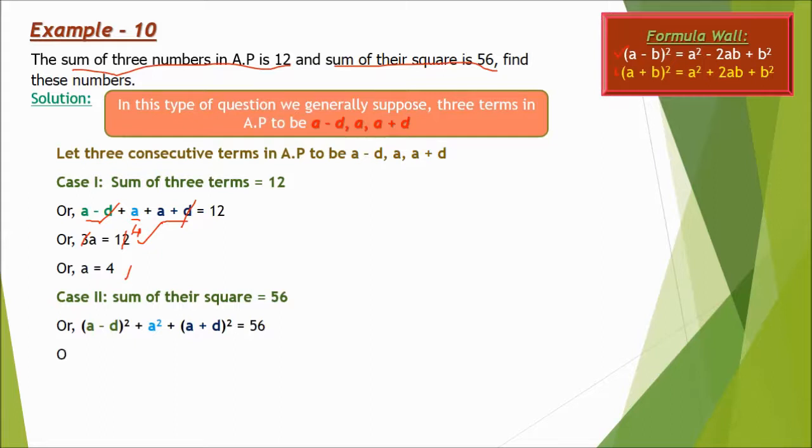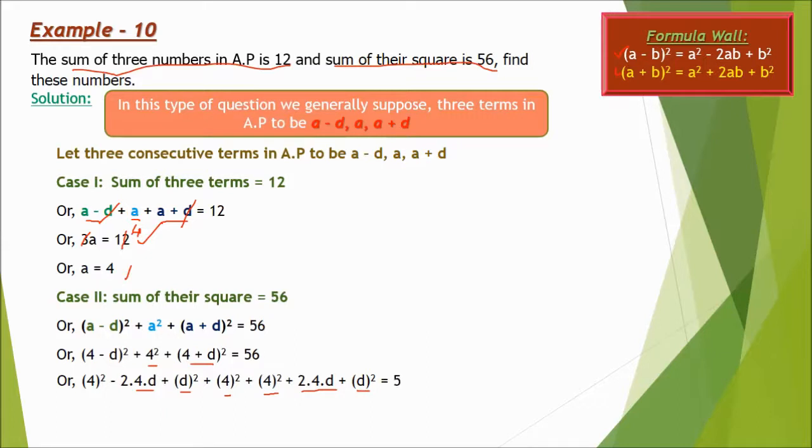Now let's open it. Let's substitute the value of a, then we can open it. Now a is 4, that is 4 square minus 2ab. You can see very clearly 2 dot 4 dot d, this is ab, and d square, this is b square. Again for this part, it is 4 square, and for this part a square plus 2ab and b square, which is equal to 56. Now there is only one variable, so we can easily find the value of d.